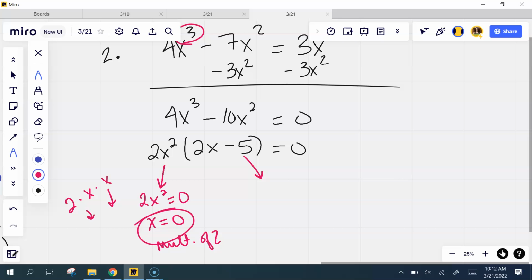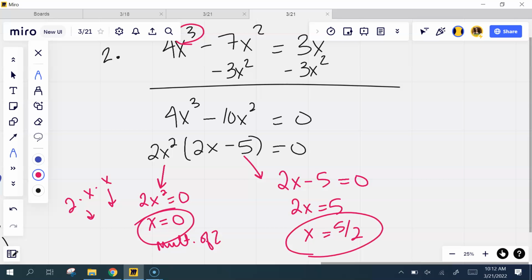So there's 2. And then 2x minus 5 equals 0. What does x equal? 5 over 2. That's exactly right. So 0 with multiplicity 2 plus my 5 over 2 gives me my 3 solutions. I bounce at 0 and I go through at 5 over 2.